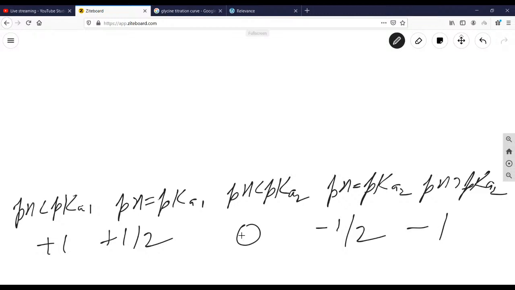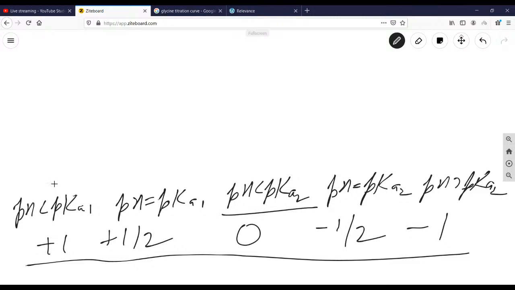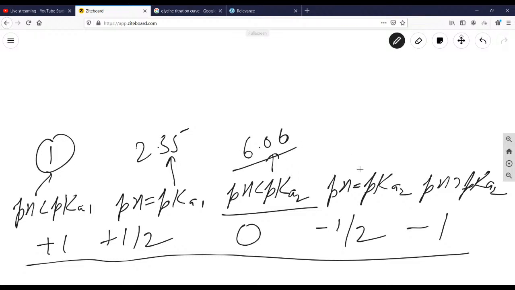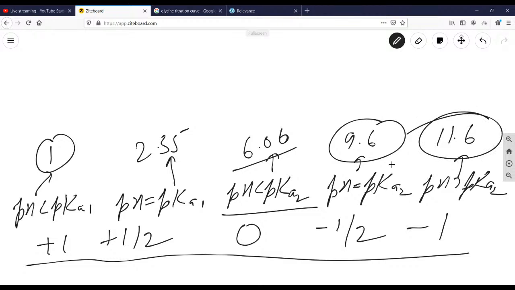We are taking glycine here. So this is the charge, this is the state. And what is the pH here? Here I have taken pH as 1. Here the pKa1 is 2.35, so pH is 2.35. Here the isoelectric point is experimentally 6.06. In some books 5.97 is also given. Here it is 9.6, pKa2. Here I have taken an arbitrary pH of 11.6. So this is how you can mug it up.